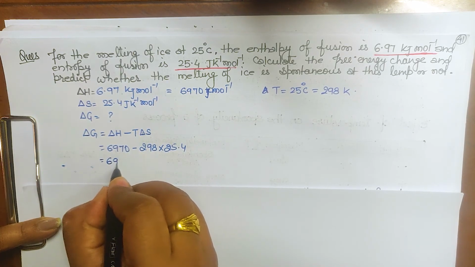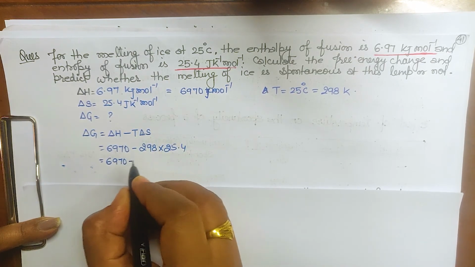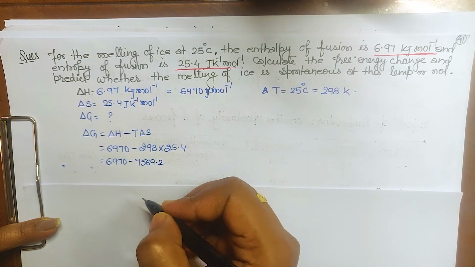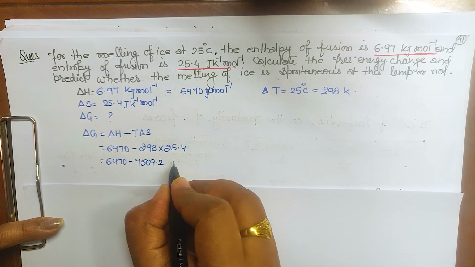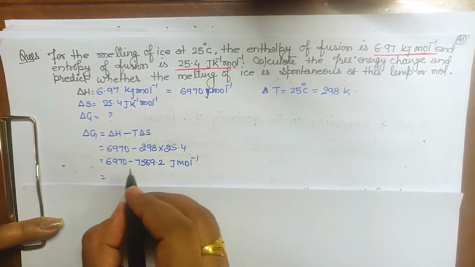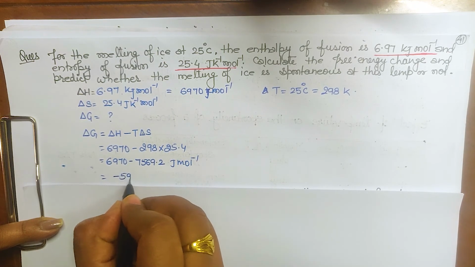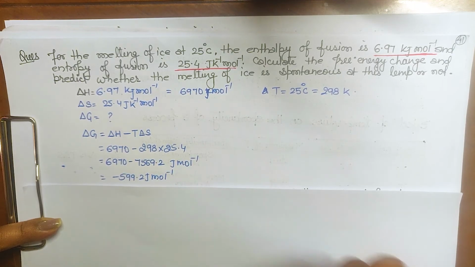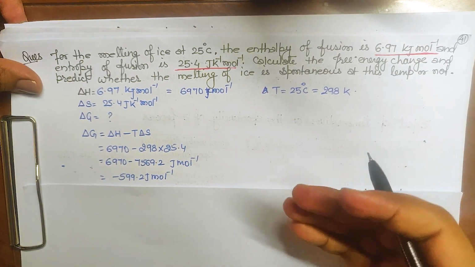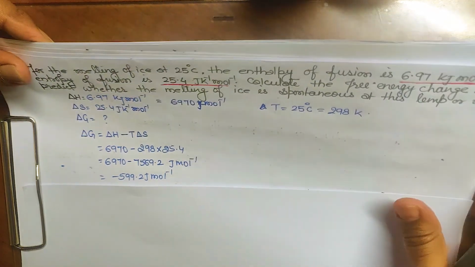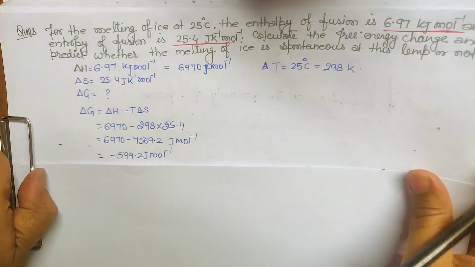Once you multiply these, you will get 7569.2, and that is joule per mole. Now with this subtraction you will get minus 599.2 joule per mole. So this is the answer of this question. Hope you got it. This is a very simple question, just to know what is given and in which unit it is given. So you have to convert the unit also.